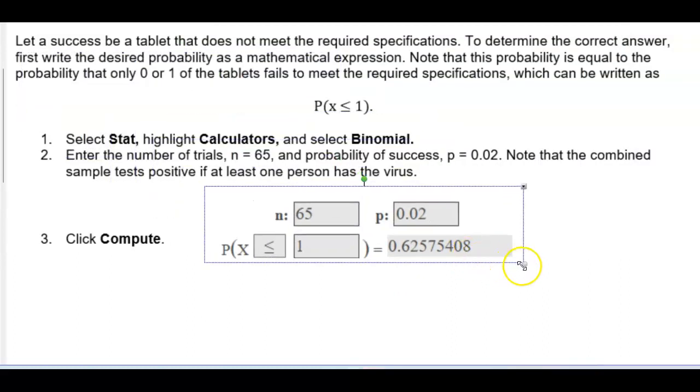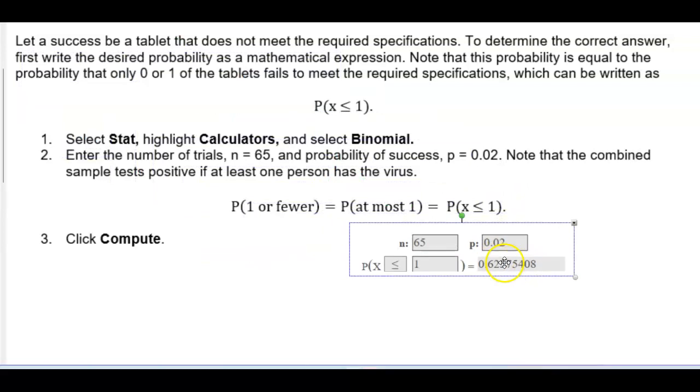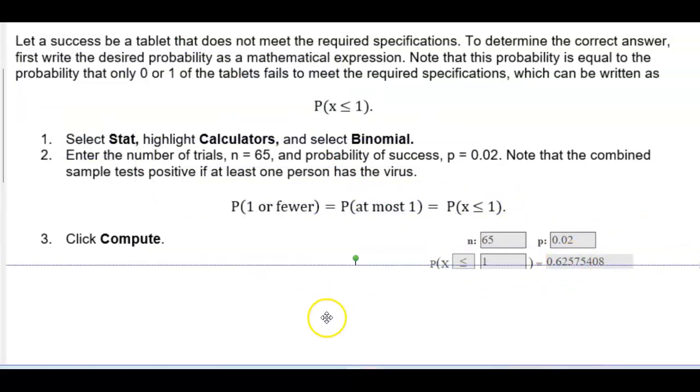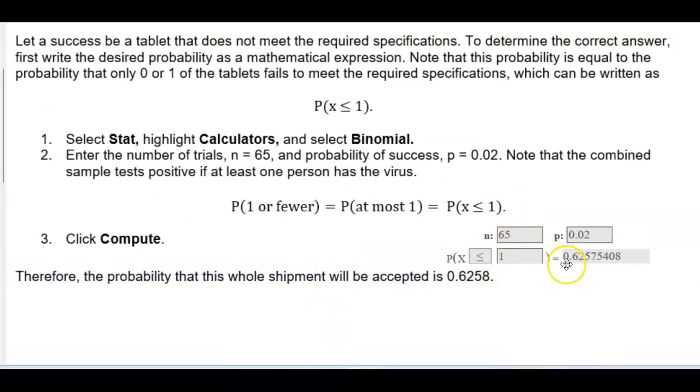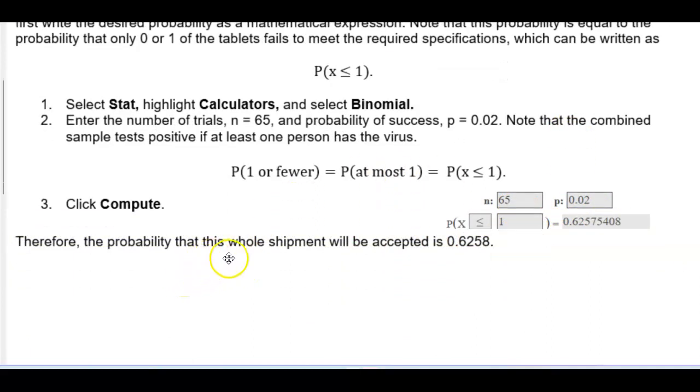So there we have our probability of 0.6257. So we would say, if we round that to 4 decimal places, we would say, therefore, the probability that this whole shipment will be accepted is 0.6258.